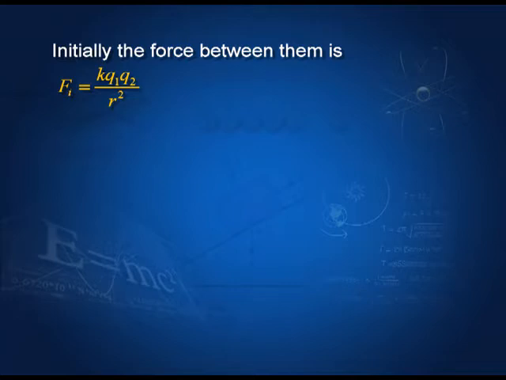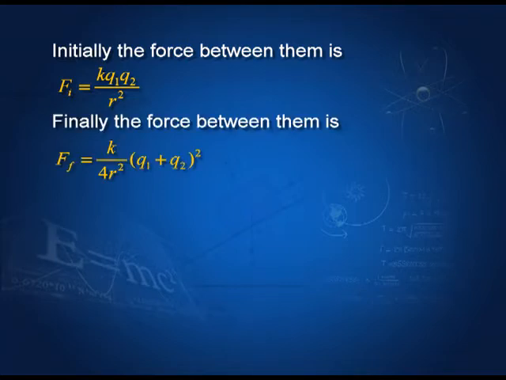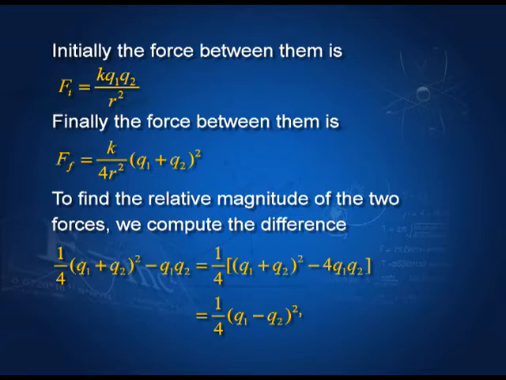You remember k is 1 by 4 pi epsilon 0. Force finally is k by 4 r squared into (q1 plus q2) whole squared, because (q1 plus q2) by 2 becomes the charge on each. So, there is a factor of 4 here. q1 and q2 are charges on each. When they are joined, the charge on each becomes (q1 plus q2) by 2. So, the force between them is k by 4 r squared into (q1 plus q2) squared.